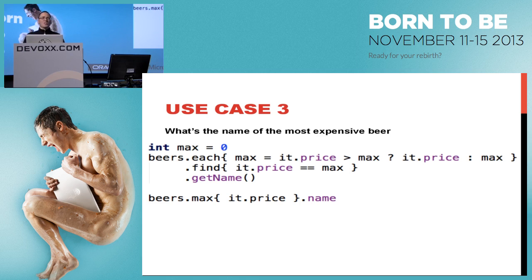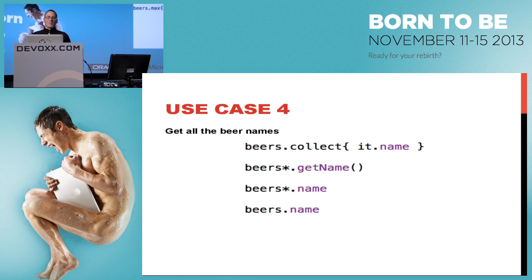The first version looks very Java-ish because what we're doing is computing, trying to get the value of the most expensive price, and based on that price, then we find the element, and then we just grab the name. Now, this is a clear example of a function that is not side-effect free because we are affecting our variable, the variable max, that lives outside. Or we can just use max with it.price and grab the name.